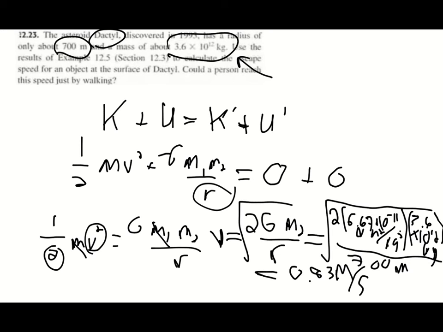The second part of the question asks, could a person reach this speed just by walking? The answer is yes, it's pretty slow, 0.83 meters per second. It's about 80 centimeters per second. That's pretty doable. So again, it's a slow speed, but it only happens because we have such a small mass, comparatively speaking to a planet, and such a small radius.